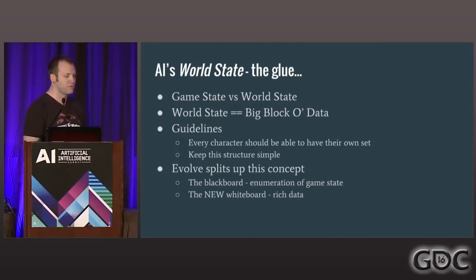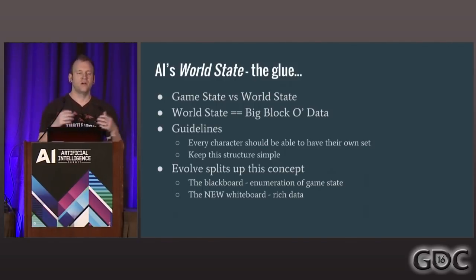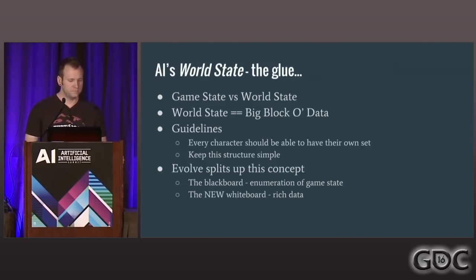The second part of our world state is something we call the whiteboard. I know it's very clever, but this is where we put all of our rich data in our world state, right? All the extra data that isn't used to make decisions, but is used to run behaviors. So this might be like the best cover locations, the biggest threats, and so on.